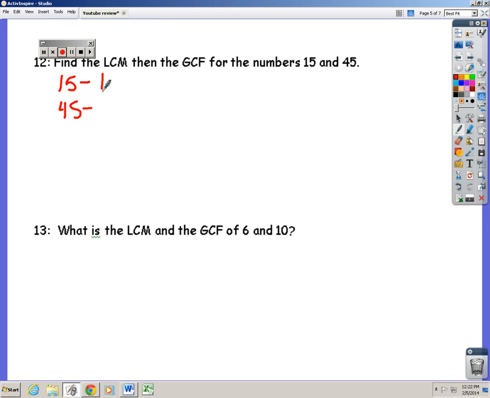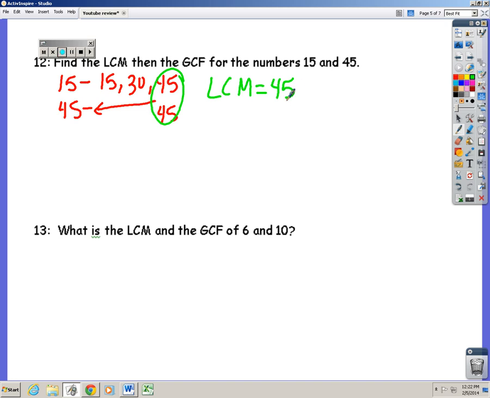So first, I'm going to list the multiples of 15: 15, 30, 45. And I'm going to stop there because I noticed something, is that 45 matches this number. So that is going to be the first multiple of this one. So I think I found my match already. So our least common multiple equals 45.